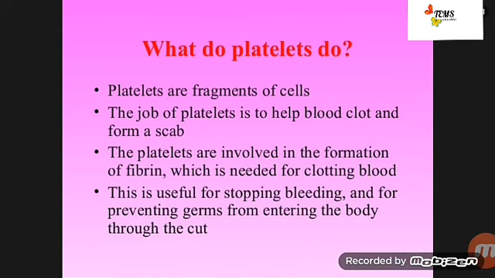What do platelets do? Platelets are fragments of cells. The job of platelets is to help blood clot and form a scab. The platelets are involved in the formation of fibrin, which is needed for clotting blood. This is useful for stopping bleeding and for preventing germs from entering the body. The main function of platelets is blood clotting.